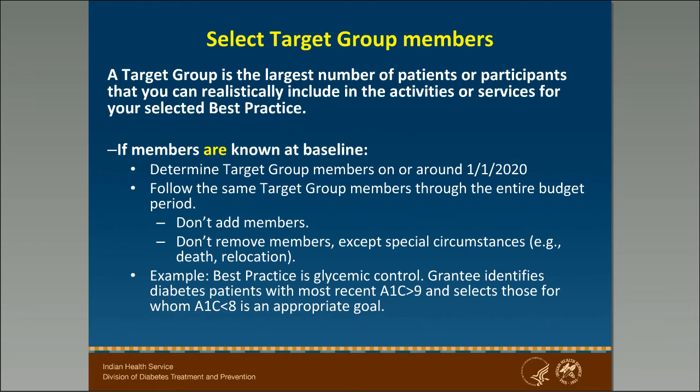So going through an example, the best practice is glycemic control. A grantee identifies diabetes patients with the most recent A1C greater than 9 and selects those for whom A1C less than 8 is an appropriate goal.